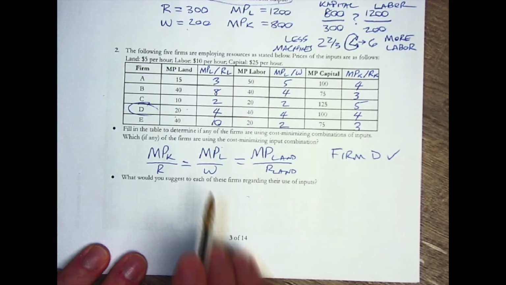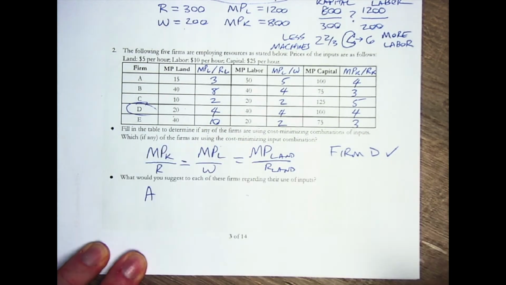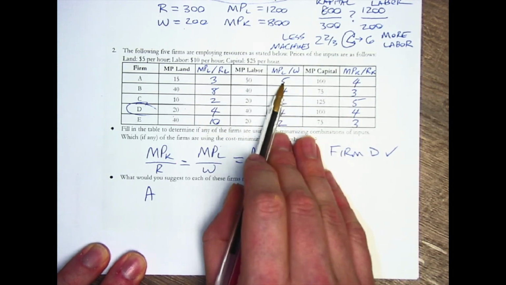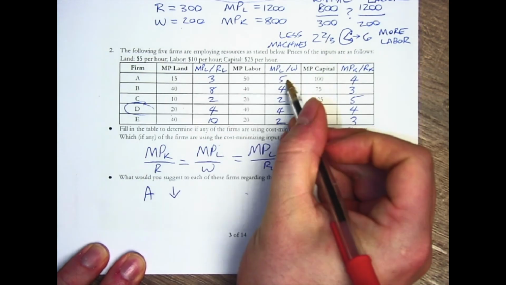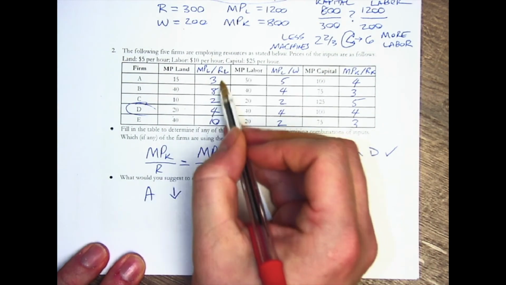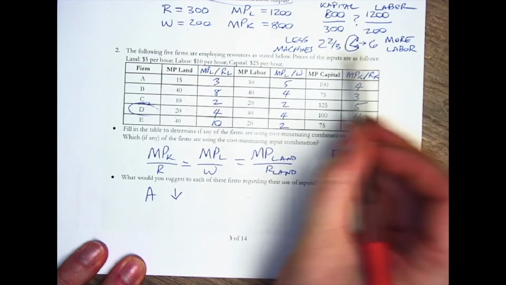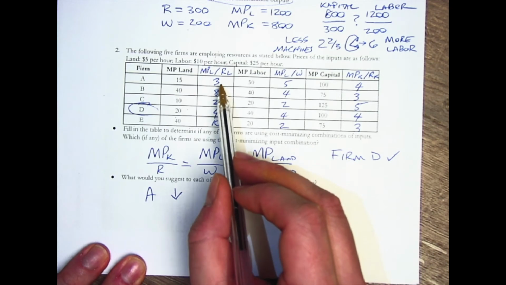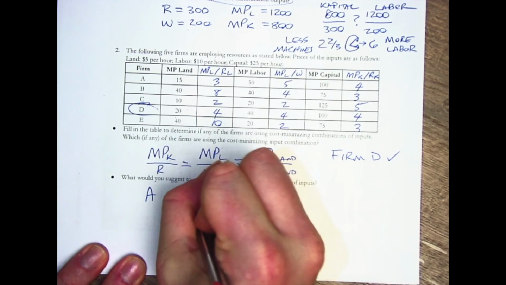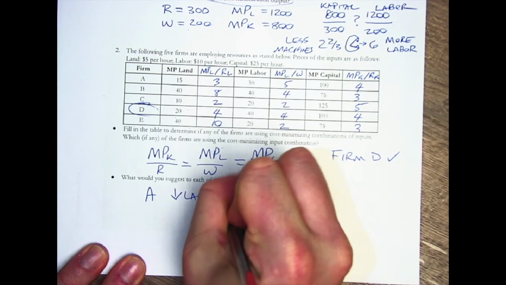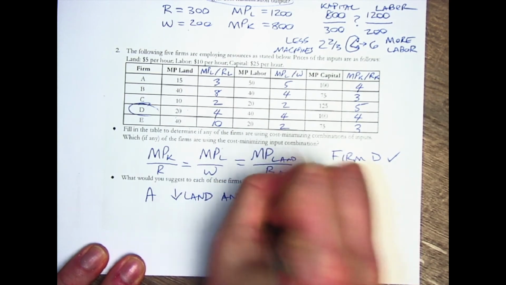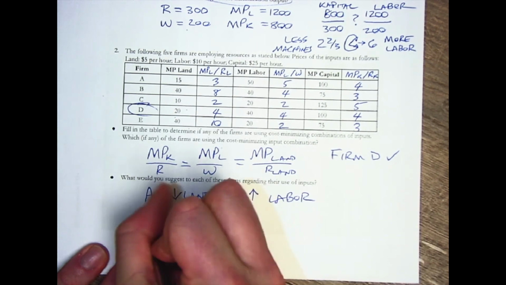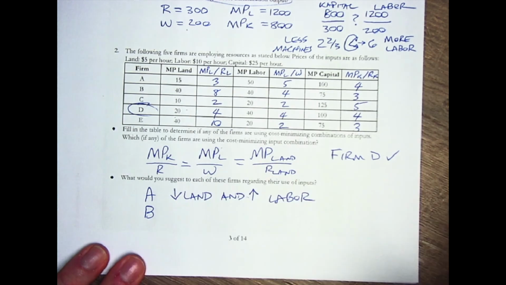So what should we do? What would we suggest? What should A do? Well, A: 3, 5, and 4. A should probably reduce the thing with the smaller number, because they want to eat more of the thing, like Pac-Man. They want to eat more of the thing that gives them the biggest return, and less of the thing that gives them the smallest. So less land, and increase, what's the bigger? Labor. Okay? What should B do? We'd say this one is in between the two, so we leave it alone.